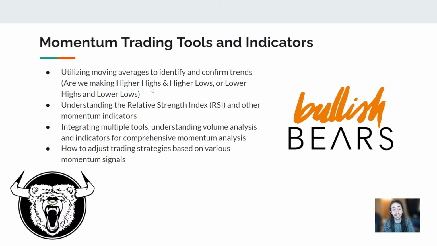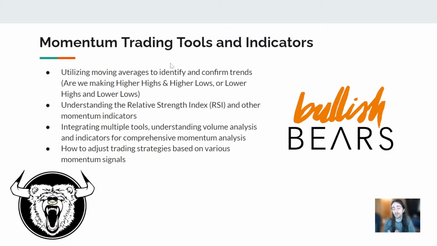Right? So I said, again, are we making higher highs and higher lows, or lower highs and lower lows? The lower highs and lower lows would signify a bear trend, and the higher highs and higher lows would signify a bull trend. So understanding the relative strength index, the RSI, and other momentum indicators is super, super key and ideal to helping us spot divergences, momentum shifts, and just momentum in general, right?